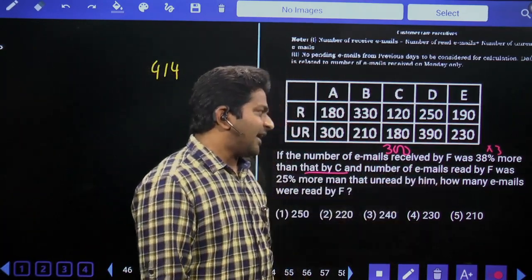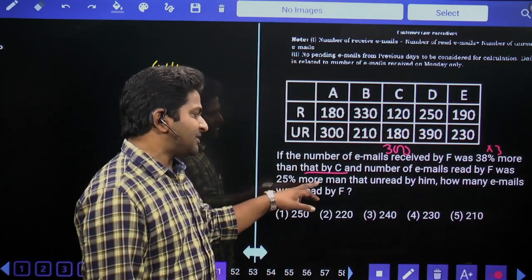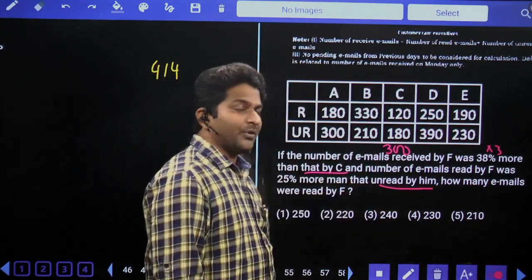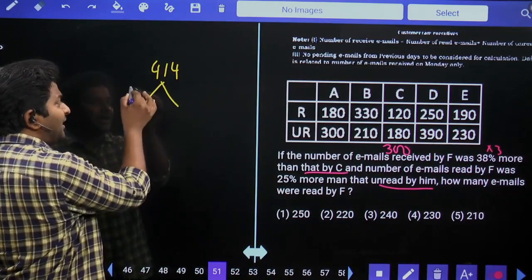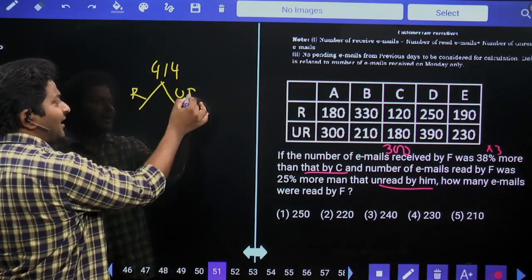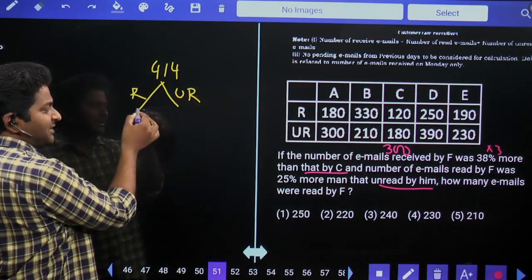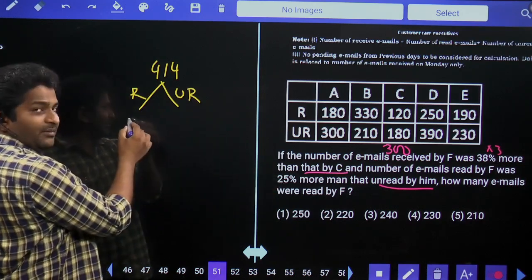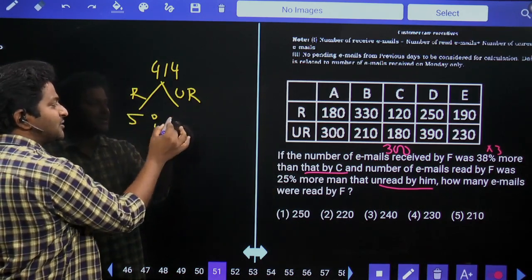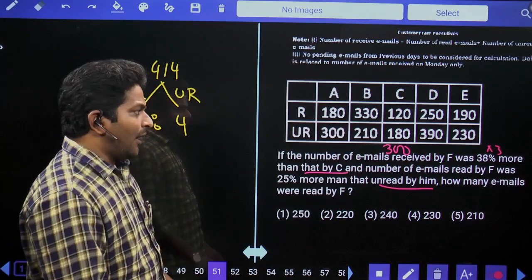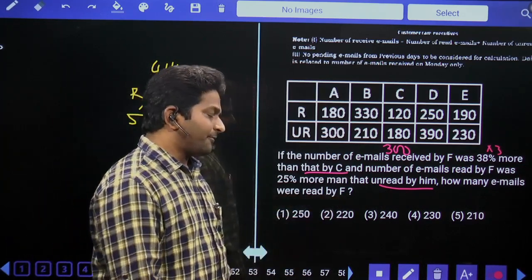Number of emails read by F was 25% more than that unread. So for read and unread, if unread is 100%, read is 25% more, that is 125%. That means they are in the ratio 5:4. How many emails were read by F?